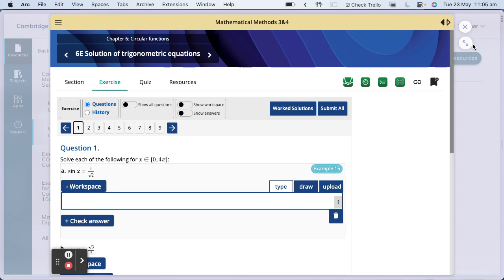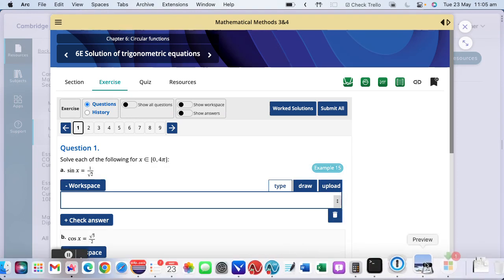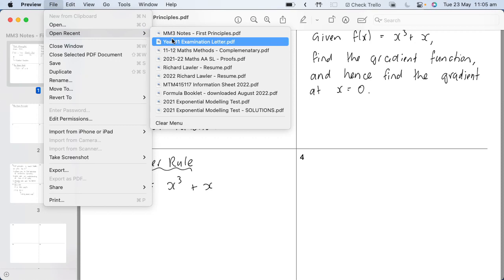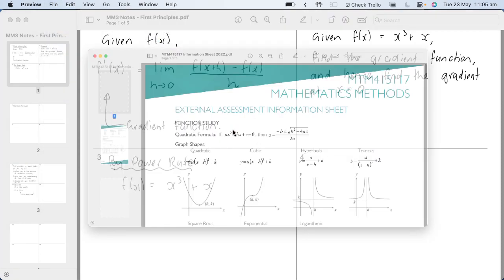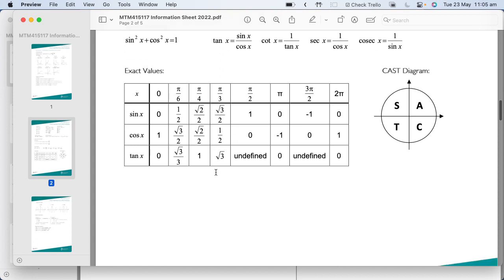And 99% of the time, we are using one of those exact values. I should have had this up before. One of those exact values from your chart, from your information sheet, or ones that you can remember if you're lucky. Or draw a little triangle, which is what I do. But 9 times out of 10, we're going to get back to one of these angles here or a multiple thereof. So that's effectively what we end up doing.